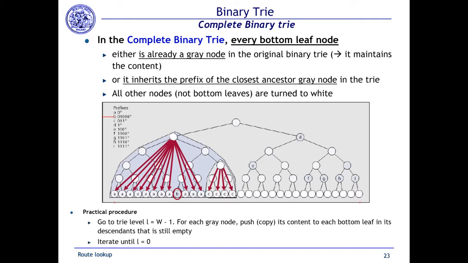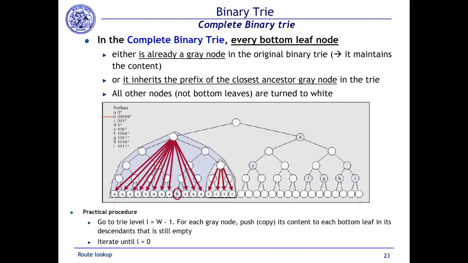That is the following. Now let's focus on the right half of the complete binary trie. Here we have the nodes E, D, F, G, H, and I, that are gray nodes in the intermediate position. We want to perform the same operation as we have done before. So this practical procedure is the following.